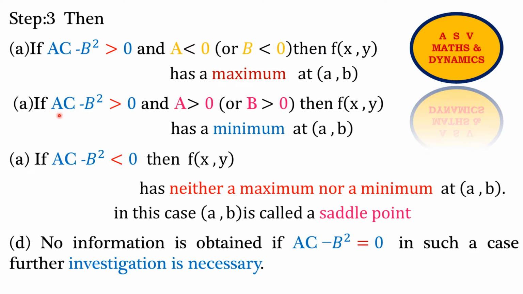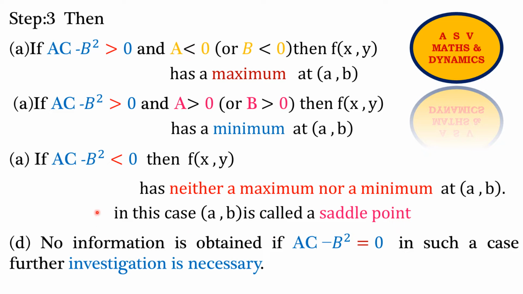At the same time, if the condition is positive or greater than 0, and a and b are also positive, then the condition is positive and the values are also positive, so it is a minimum at the point a comma b. But if the condition is negative, you can come to the conclusion that the function is neither a maximum nor a minimum at the point, it is a saddle point. You have to call it a saddle point.